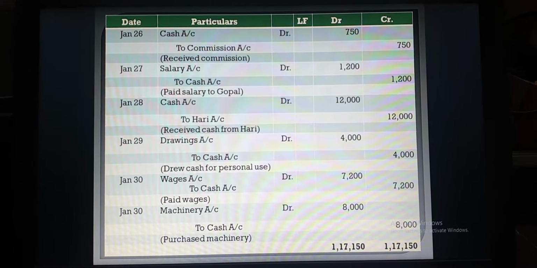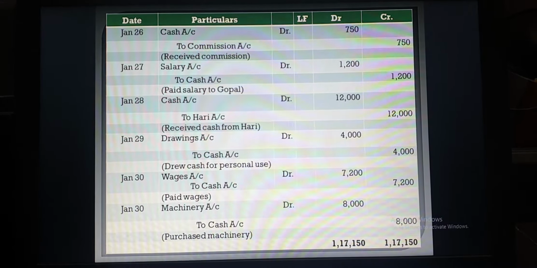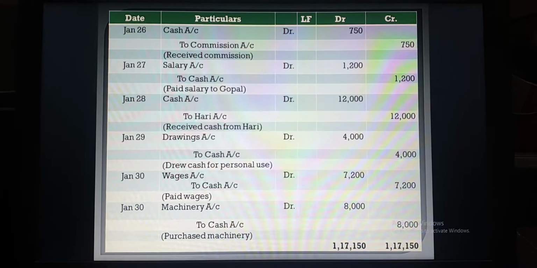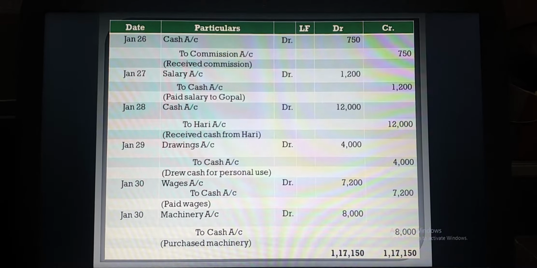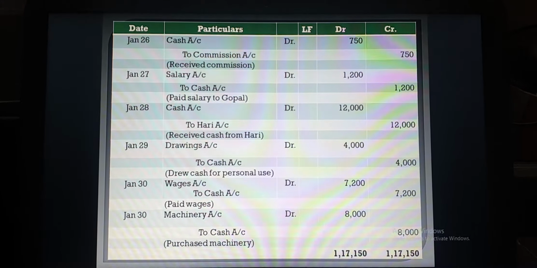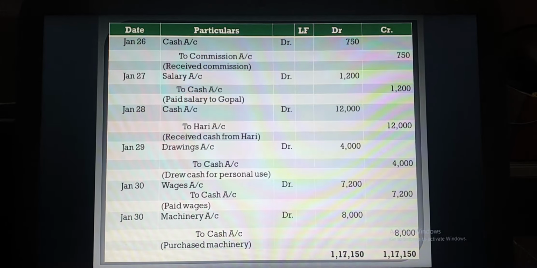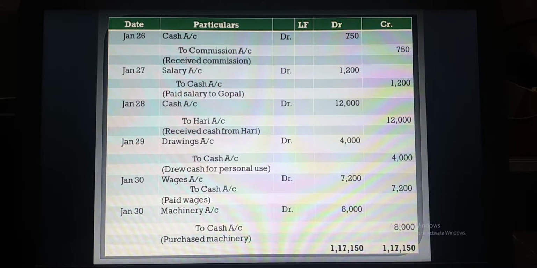So the entry will be drawings account debit, and what is going out from the business to the owner, that is called cash. So the entry will be drawings account debit to cash account. 4,000 is the amount, and the entry is on January 29. And the narration is withdraw cash for personal use. So whenever any personal use is given, then you have to debit the drawing, and the credit will be the cash or maybe the bank or maybe any other thing.